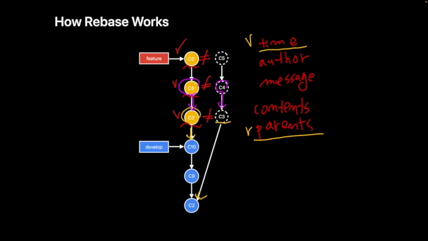From Git's perspective, despite the changes being the same, the commits themselves are considered completely different due to the differing hashes. Thus, Git treats pre-rebase and post-rebase commits as wholly distinct entities.